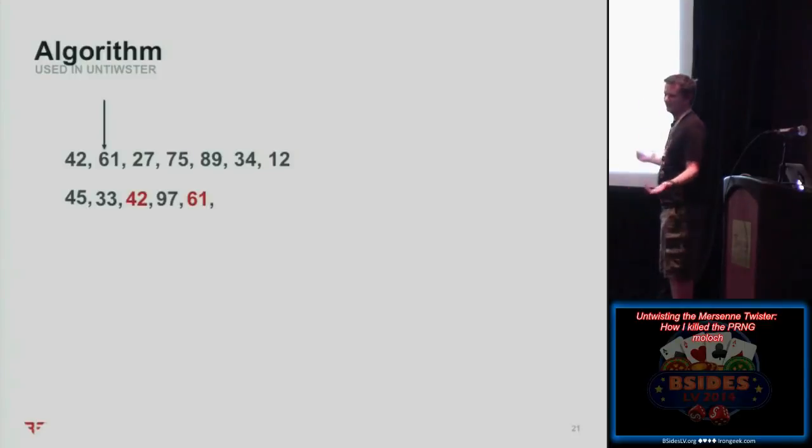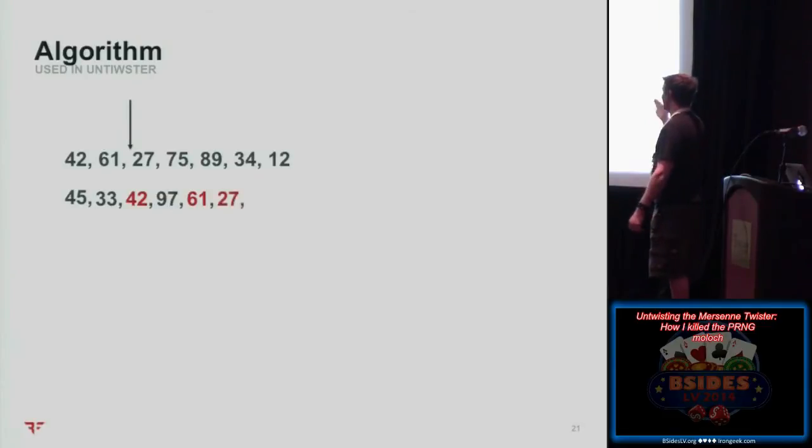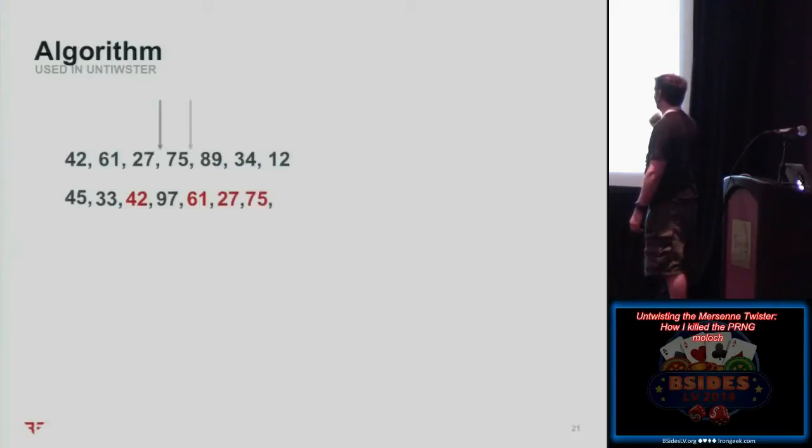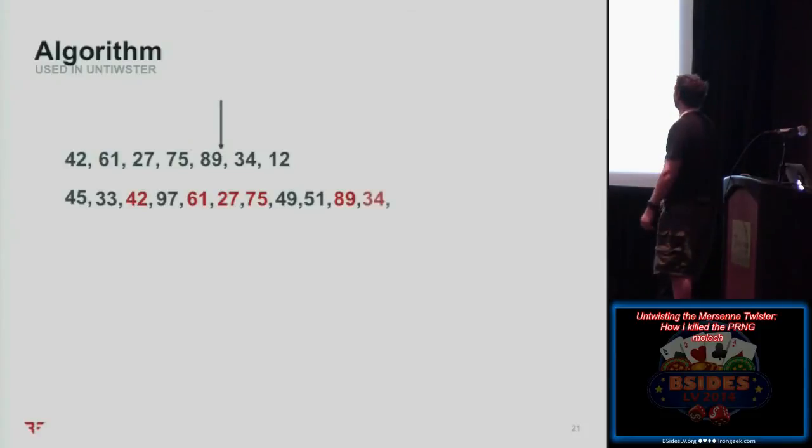97 is a miss, didn't get anything there. 61, aha, that's a hit. So we move on ahead again. Then 27, that's another hit. So we move forward a little bit. 75, we get another hit. 49 is a miss, that's not a big deal. We just keep moving. 51 is another miss. 89, there we go, another hit. And then you keep on going until you get to the end.